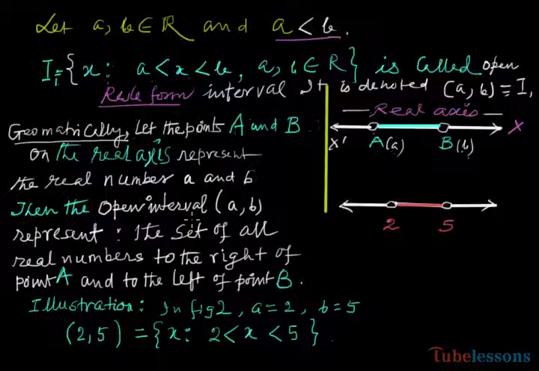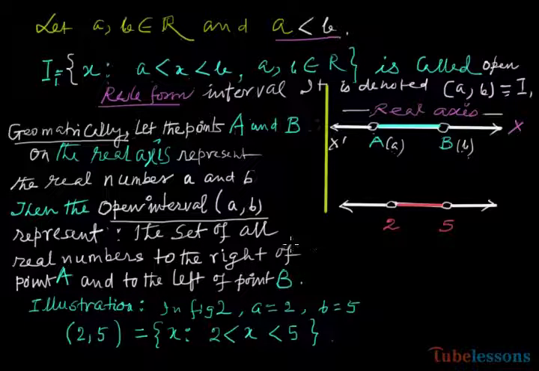So the open interval (A, B) represents the set of all real numbers to the right of A and to the left of B. For example, if you take A as 2 and B as 5, then within round brackets (2, 5) is an open interval which represents all x which lie between 2 and 5, not including 2 and 5. That's why we are not putting an equals sign here, only 2 less than x less than 5.